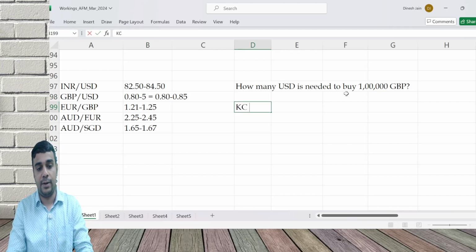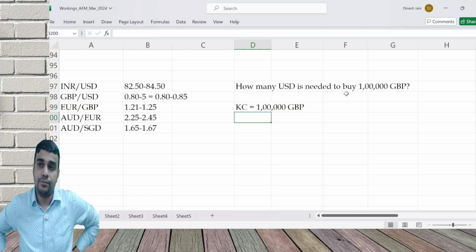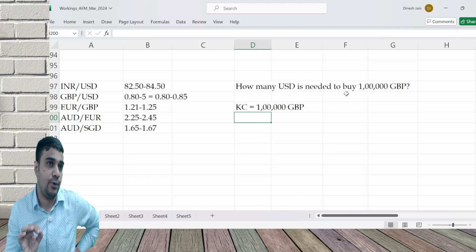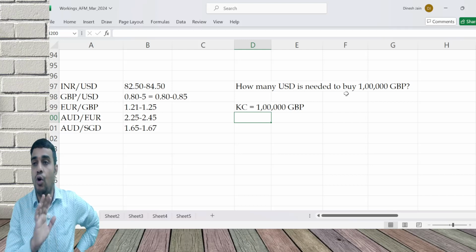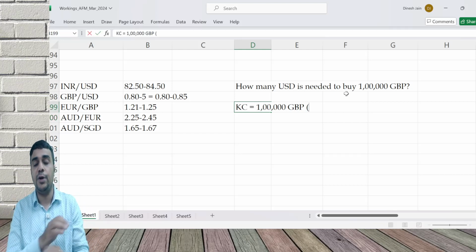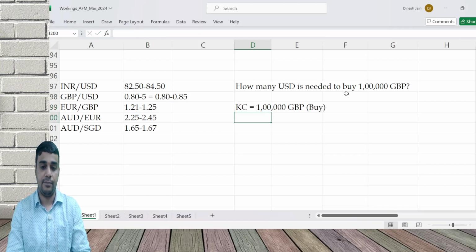Known component: 1 lakh GBP. KC is called known component. Known component is something which you know. In this question, I know it is 1 lakh GBP. Known component does not mean it is my currency or the other currency, nothing like that. Known component means something you know. In bracket, are you going to buy GBP or sell GBP? Read there and tell me. Write in bracket buy. Known component: 1 lakh GBP, buy.